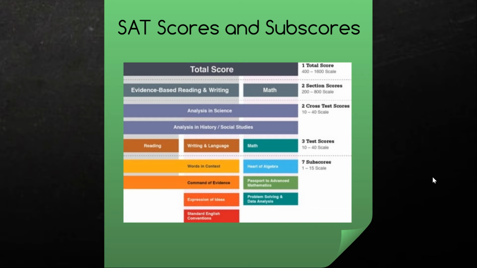Underneath that, though, you can see analysis in science, analysis in history, and reading, writing, and language, and math. Now, under reading and writing and language, you can see words in context, command of evidence, expression of ideas, and standard English conventions. Under math, you will see Heart of Algebra, Passport to Advanced Mathematics, problem solving, and data analysis. Right? And this is just a way to categorize all the different types of questions that are given on the SAT.